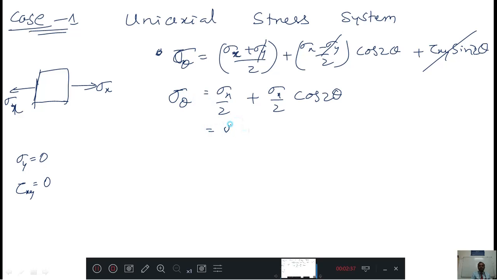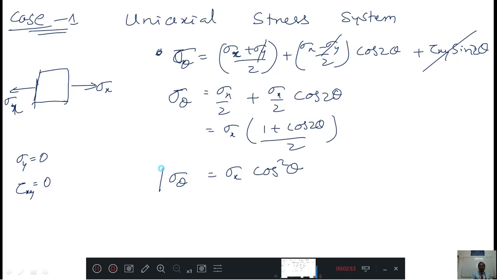Further, you can simplify this. Sigma x you can take common, and write 1 plus cos 2 theta by 2. And this 1 plus cos 2 theta by 2, in trigonometry, you can call it cos square theta. See, this is your sigma theta value. Then like that, tau theta value also you can get.